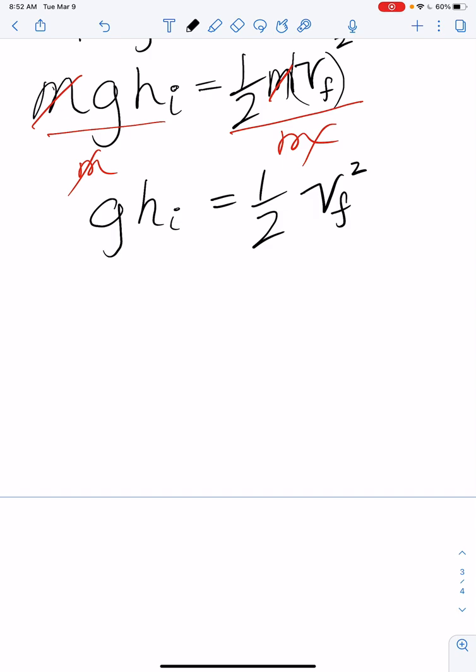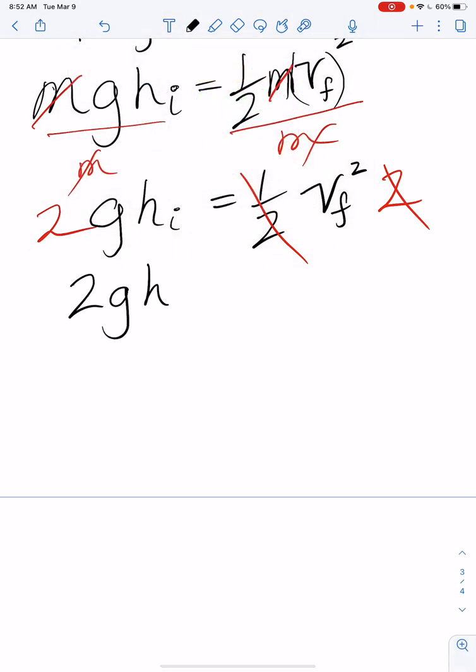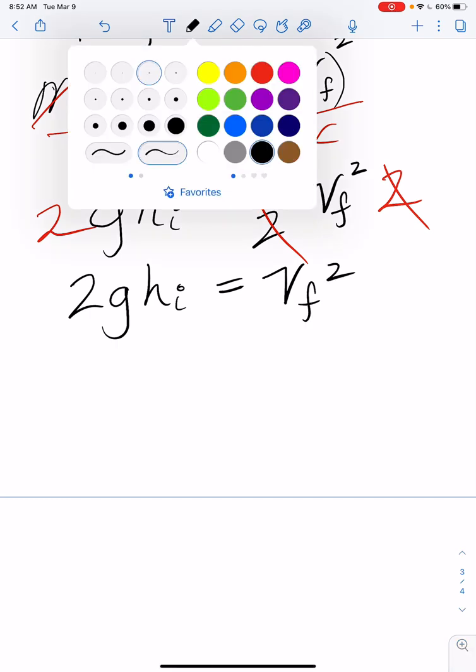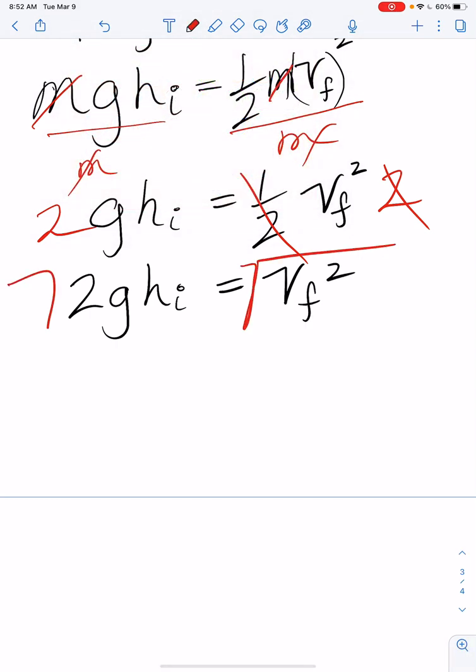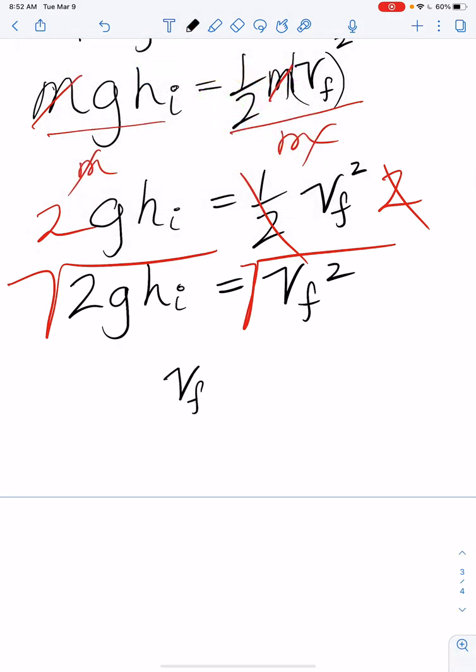I'm going to start by moving things around, multiplying both sides by 2 just to get VF alone. That cancels the 1/2 because 2/2 is just a 1, and that's excellent. So I'll rewrite: 2GH initial is equal to VF squared. Finally, I'll take the square root to get rid of that VF squared, and we end up with VF alone equal to the square root of 2GH initial.